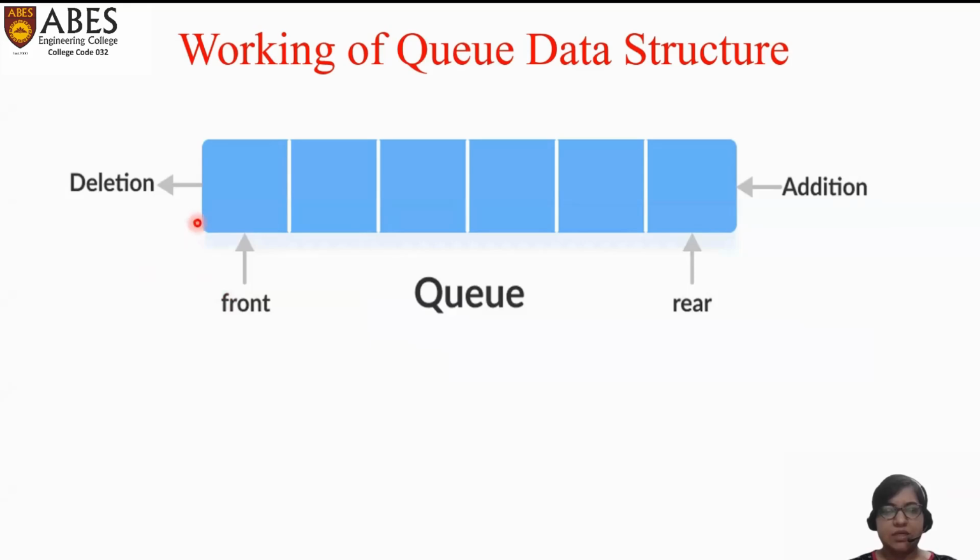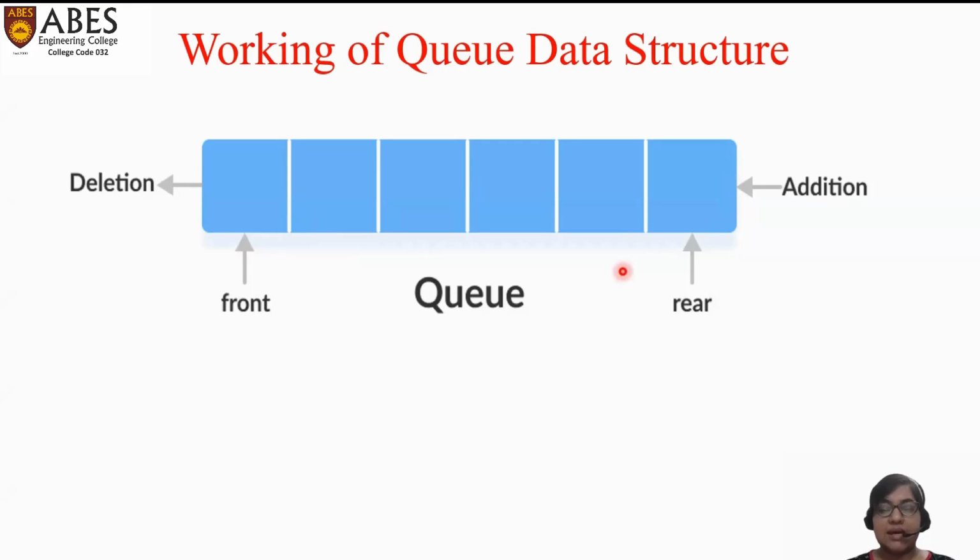Elements are removed or dequeued from the front. And here, new elements are added or enqueued at the rear part. An arrow pointing to the front indicates that deletion, or dequeuing, occurs from this end. This follows the first out part of FIFO. Additionally, an arrow pointing to the rear shows that new elements are added, or enqueued, at this particular end. This implements the first in part of FIFO.